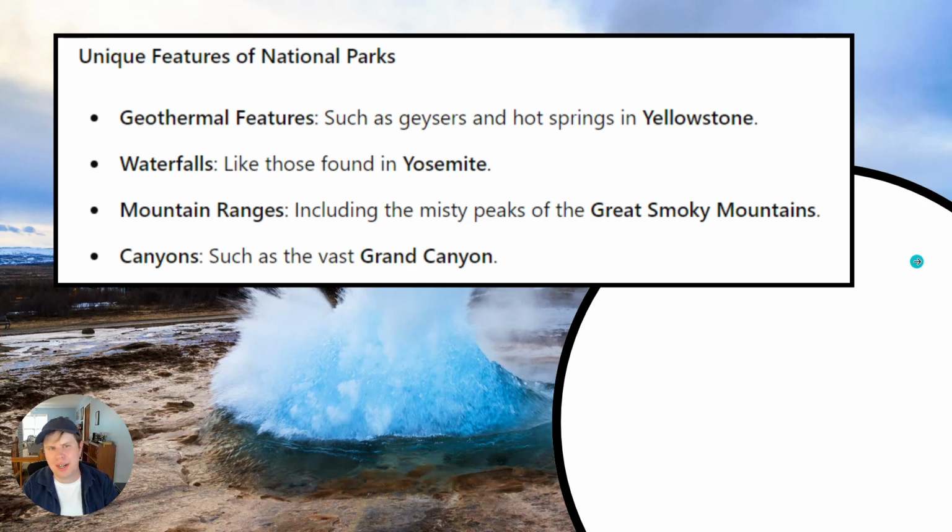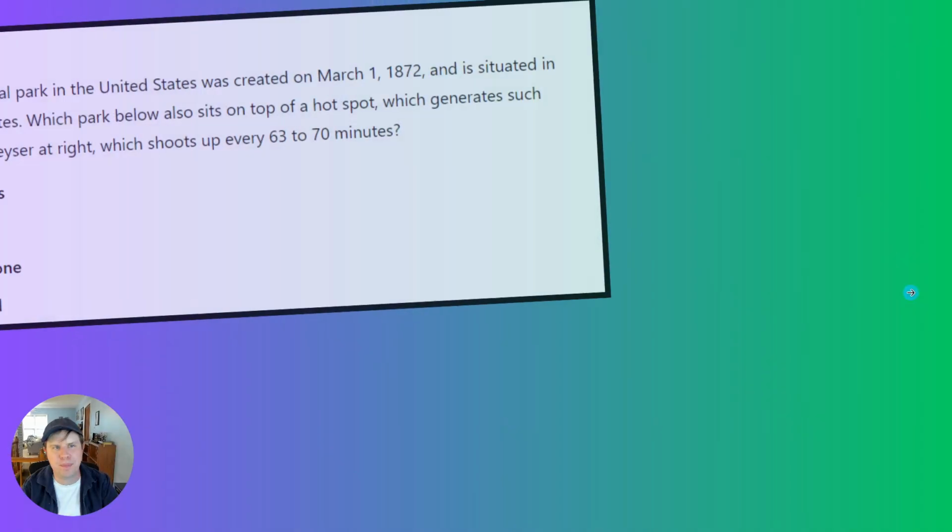Some unique features of national parks would be geothermal features, such as geysers and hot springs like in Yellowstone, waterfalls like those found in Yosemite with Yosemite Falls, mountain ranges like the misty peaks of the Great Smoky Mountains, and canyons like you'd find in the Grand Canyon. Of course, you're going to get tons more. This is just an example of a few. Explore national parks near you.